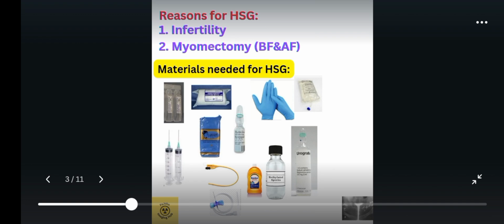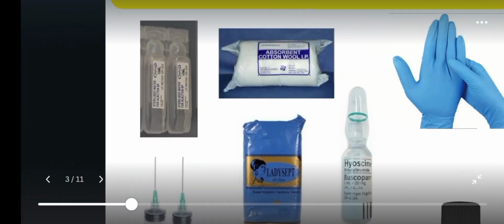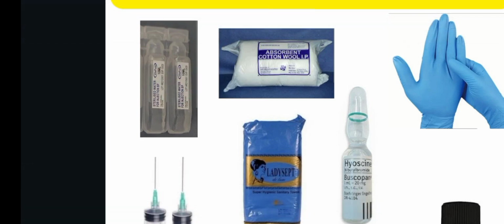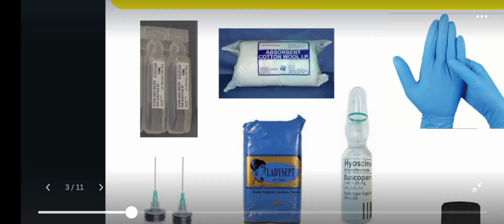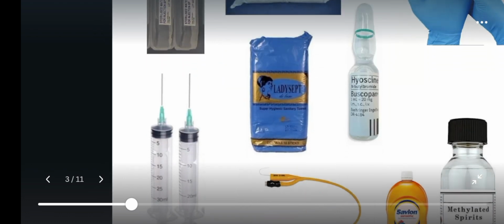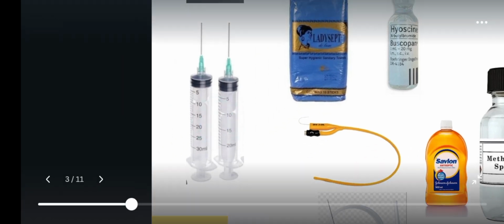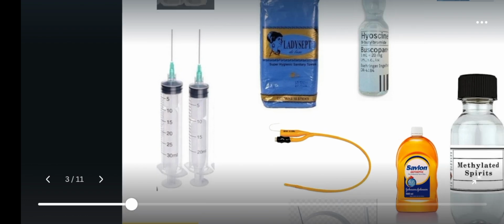We'll need some materials for this procedure. These are the materials we use for the procedure. This is the water for injection. This is cotton wool we use to clean things. This is a sanitary pad we use to clean the patient, and this is a syringe and needle to draw the dye and inject to the patient.